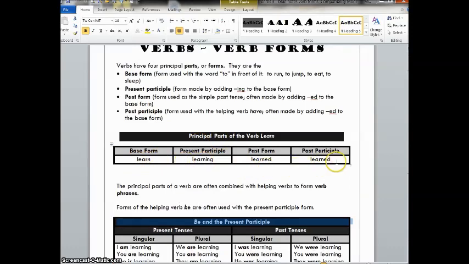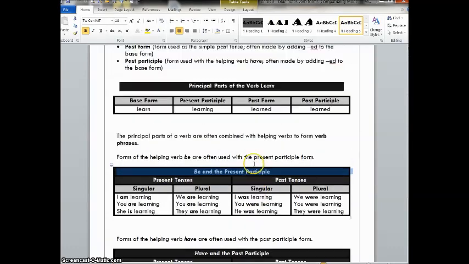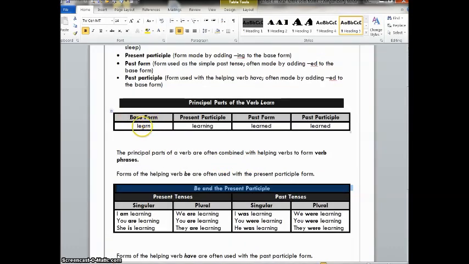With regular verbs, there doesn't seem to be any difference between the past form and the past participle. The only reason we make a distinction between them is because when we get to our irregular verbs, verbs like see, for example, the base form of see is see. To see, I use it in present tense. I see, you see, he sees, we see, you see, they see, base form.